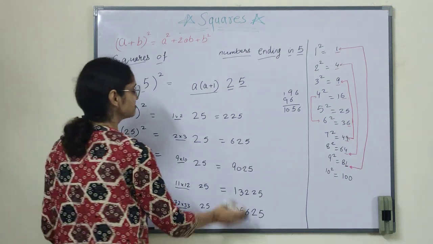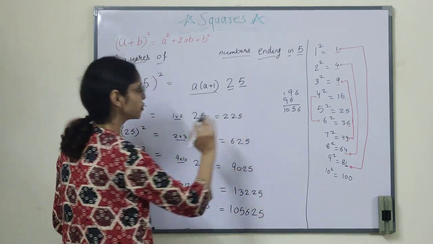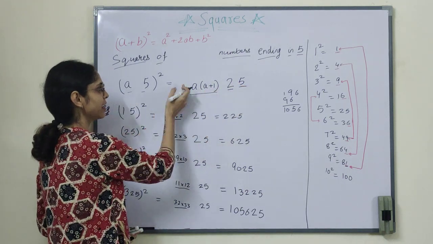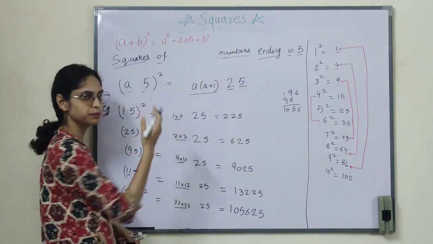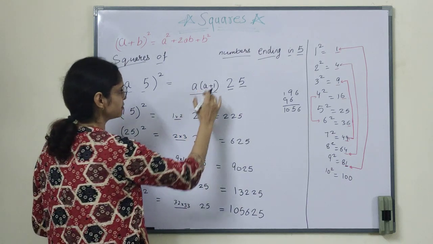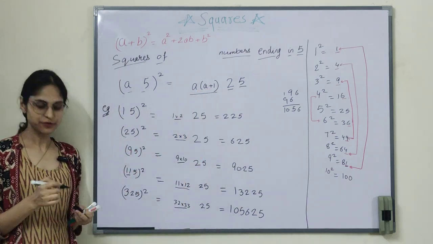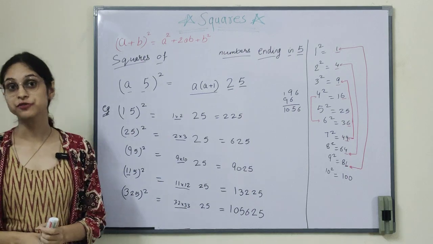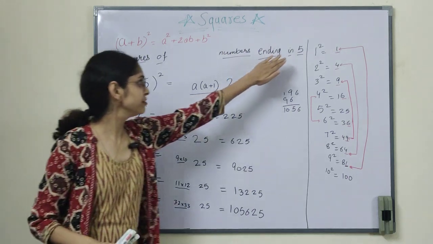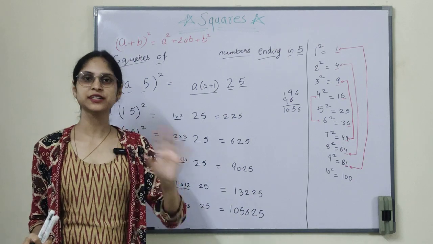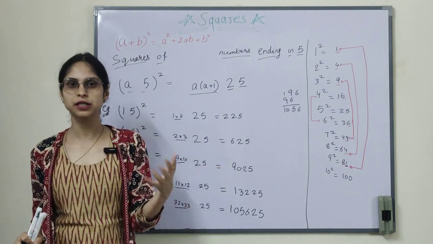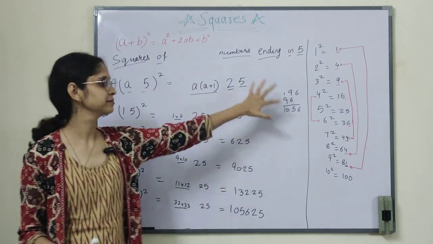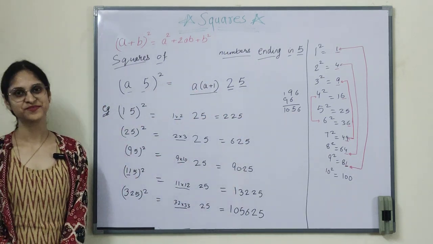Alright, so it's pretty simple. You can find any square ending in 5. You just have to write 25 and before that you just have to do a times a plus 1. That is for 2-digit numbers. Now there is a shortcut for finding squares of 3-digit numbers also. For 5, you don't have to worry about how many digits are there. Is it a 2-digit number? Is it a 3-digit number? It doesn't matter. This formula applies everywhere. Okay?